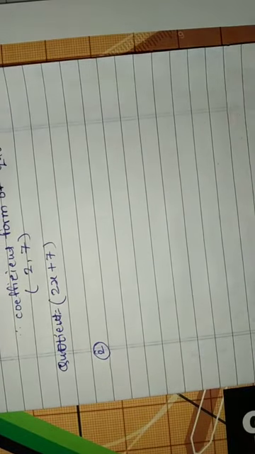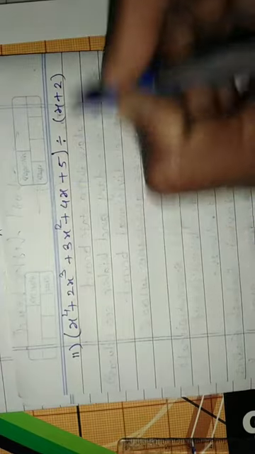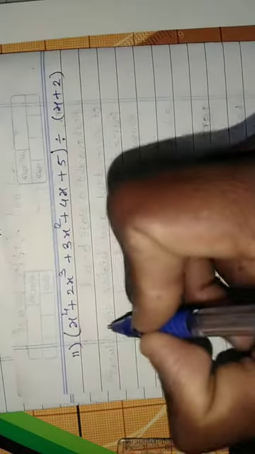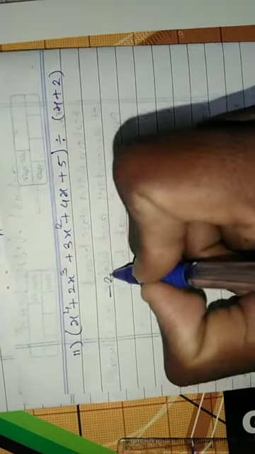The second question is also given for us, look carefully. This is our second question: x raised to 4 plus 2x cube plus 3x square plus 4x plus 5, divided by x plus 2. We are using the same method, so once again, since the divisor is x plus 2, we write minus 2.